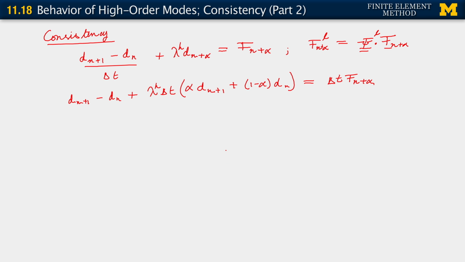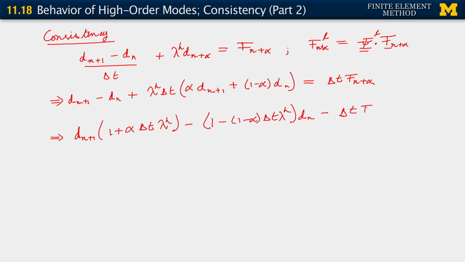Working with this a little more, what we get is d^(n+1) times (1 plus alpha delta t lambda h) minus (1 minus alpha delta t lambda h) d^n minus delta t f^(n+alpha) equals 0.